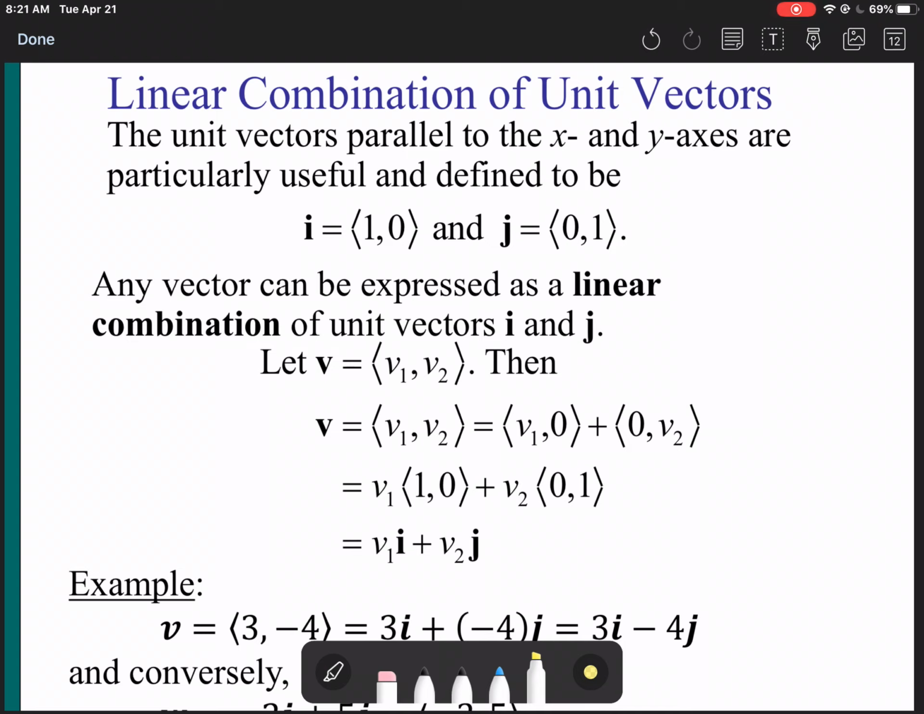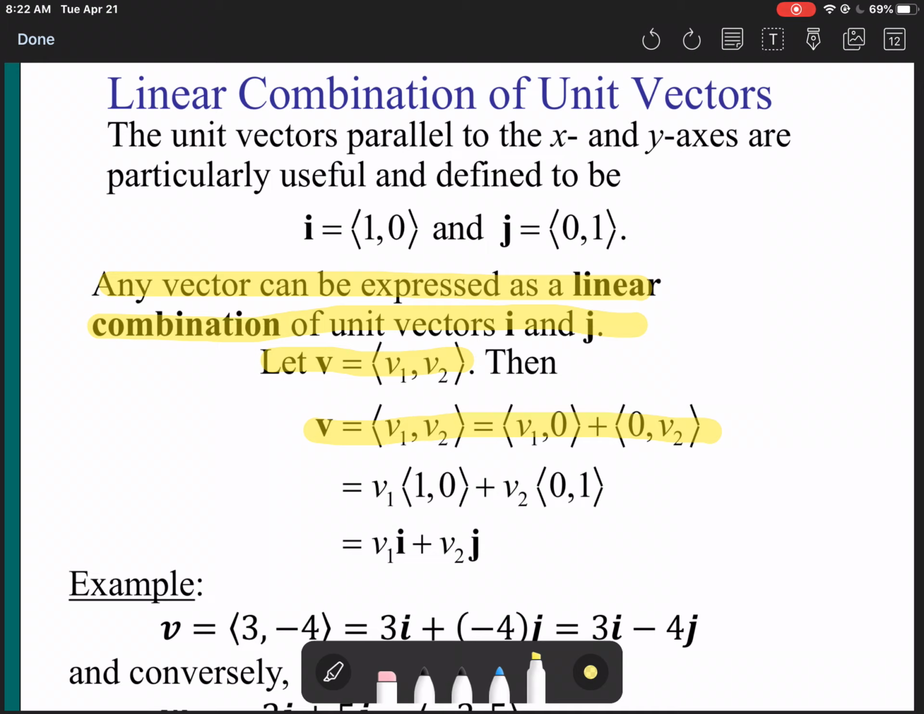Now, here's one use for these. Any vector can be expressed as a linear combination of unit vectors i and j. Now, all I'm really interested in is the output of this, but look what happens here. I'm going to take a vector v having components v1, v2. Then I could represent vector v as the sum of the vectors having components v1, 0 and 0, v2. So in other words, if I add these two vectors, v1 plus 0 is v1, 0 plus v2 is v2, I get the vector whose components are v1, v2.